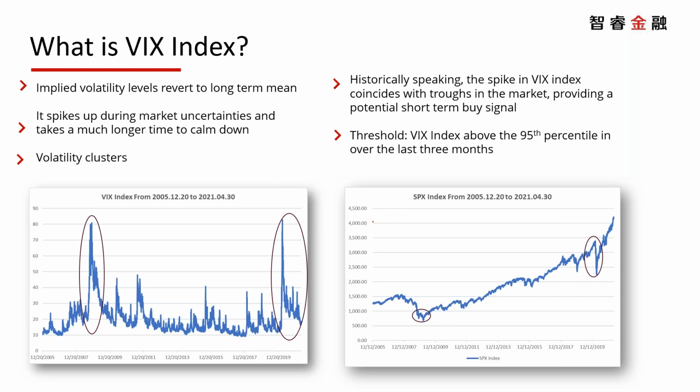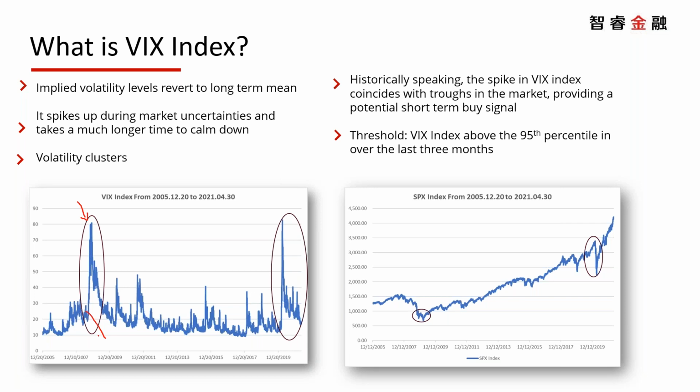Firstly, the implied volatility mean reverts to its long-term mean. It spikes quickly during market uncertainty and takes a much longer time to calm down after it. And it does cluster, which means that a high volatility regime is likely to be followed by a high volatility regime, and likewise. Besides, historically speaking, the spikes in the VIX index coincide with the troughs of the market. So it can also be used as a reference or a timing tool.